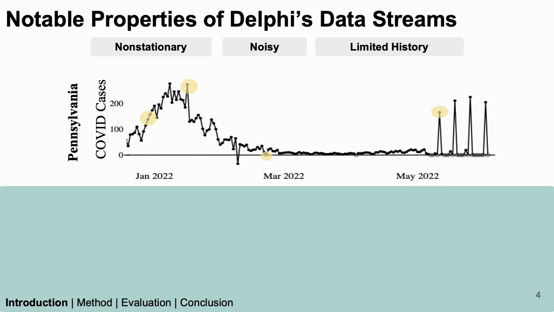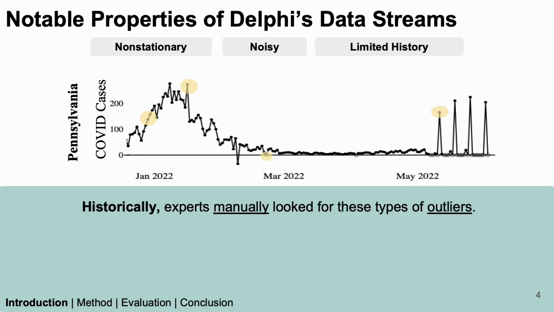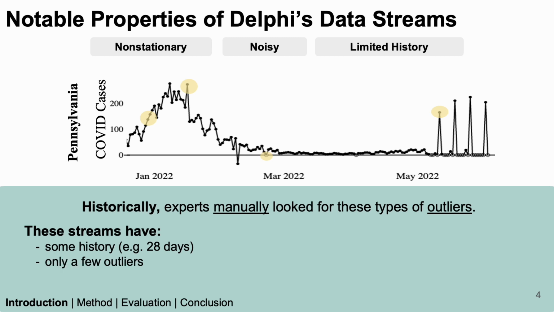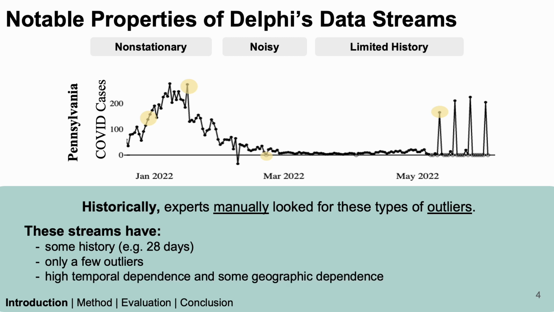Now, these outliers are a bit subtle to identify, and historically, experts manually looked for them. They were able to do so because these streams have at least some data history, they usually only have a few outliers, and they have high temporal dependence and some geographic dependence, which means that the stream of COVID cases in Pennsylvania might be similar to the stream of COVID cases in New Jersey because those two regions are geographically close.